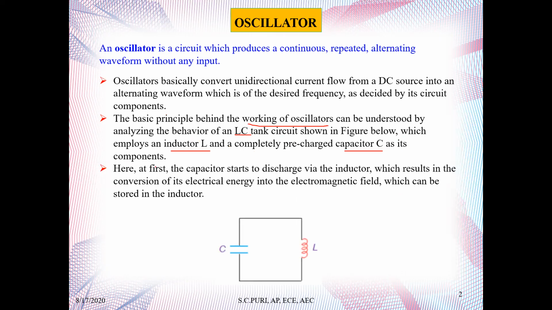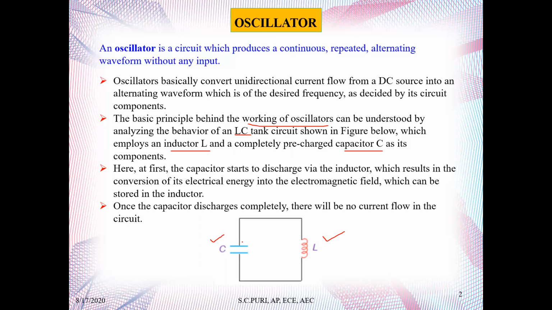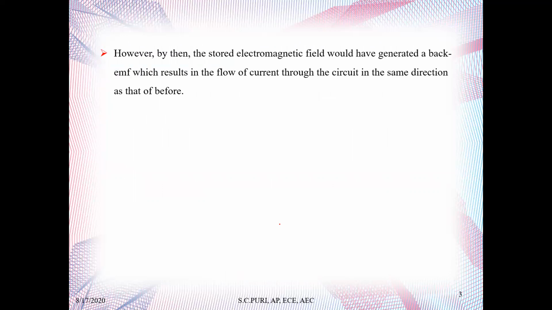You can see here at first the capacitor starts to discharge via the inductor, which results in the conversion of its electrical energy into the electromagnetic field, which can be stored in the inductor. Once the capacitor discharges completely, there will be no current flow in the circuit. However, by then the stored electromagnetic field will generate a back EMF, which results in the flow of current through the circuit in the same direction as before.